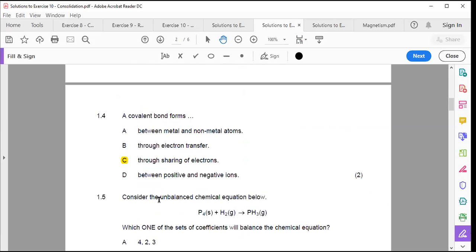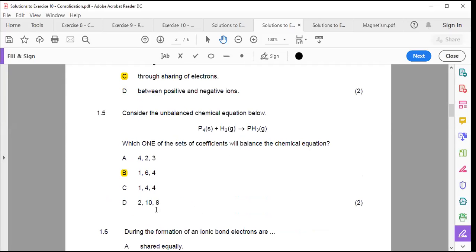Okay, next one, 1.4. A covalent bond forms between metal and non-metal atoms. That's wrong. A covalent bond is between non-metals only. Right, so that one is out. Next one, through electron transfer. In a covalent bond, there is no transfer of electrons, so B is out. Sharing of electrons, that's correct. In a covalent bond, electrons are shared between atoms, so that's the correct one. Between positive and negative ions, that's ionic bonding. So this one is out.